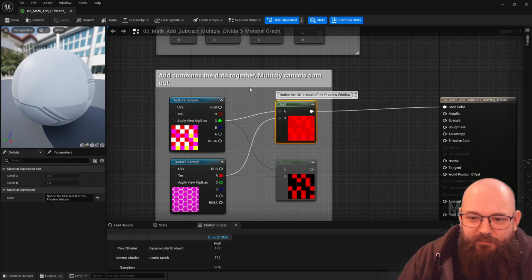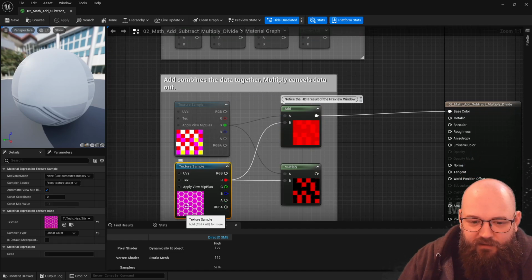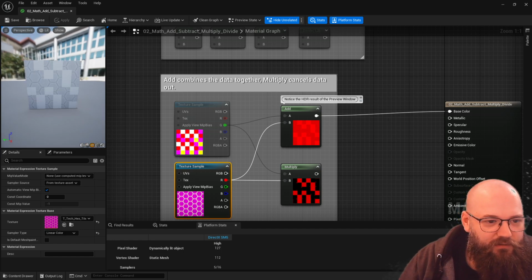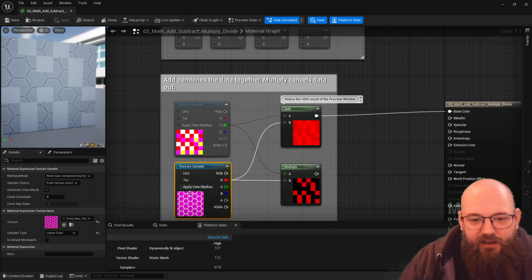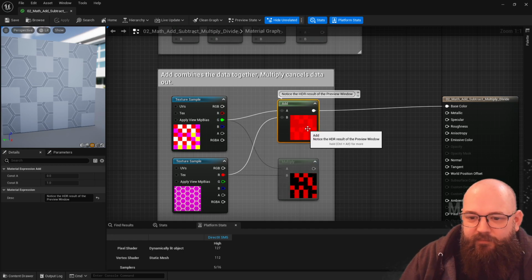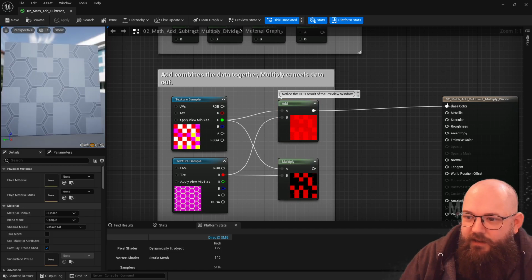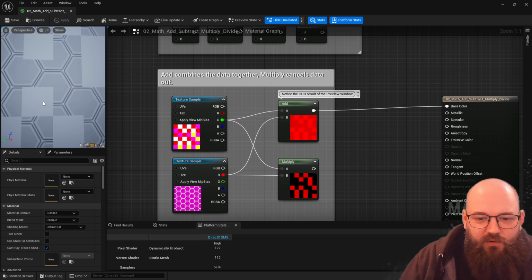So combining data together, we want to use add. In this case I'm adding the hexes pattern to the checkerboard. Note I'm only using a single channel here, so the full RGB gives us this kind of coloured checkerboard, and I'm just using the single green channel, and by combining them together we get the two added together. We are in base colour, so we are capping out at a value of 1. So I'm adding these two values together. We're not seeing the hexagons here where the value of 1 is already white.